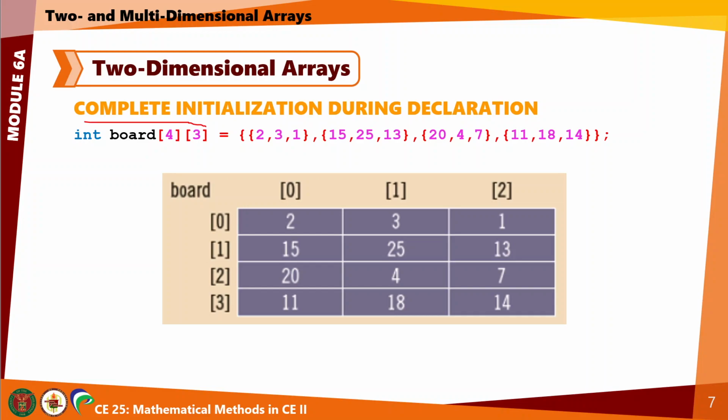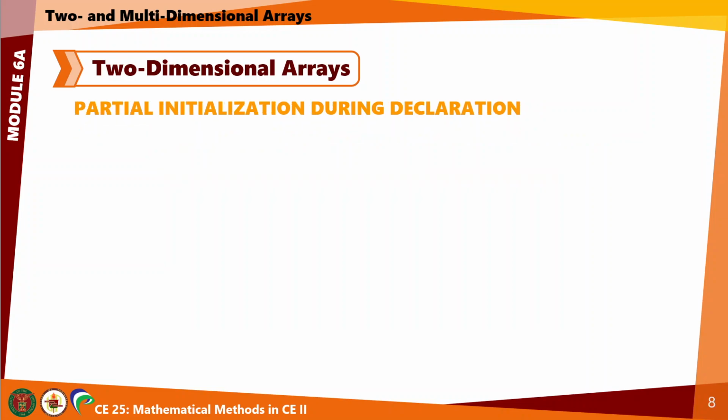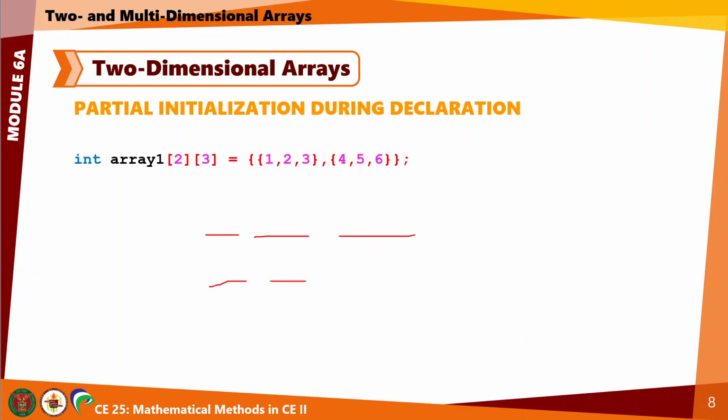So meron din tayong partial as I'll show here. So int array[2][3]. So meron tayong 2 rows and 3 columns. Ito complete pa to, di ba? Complete initialization 1, 2, 3, 4, 5, 6.